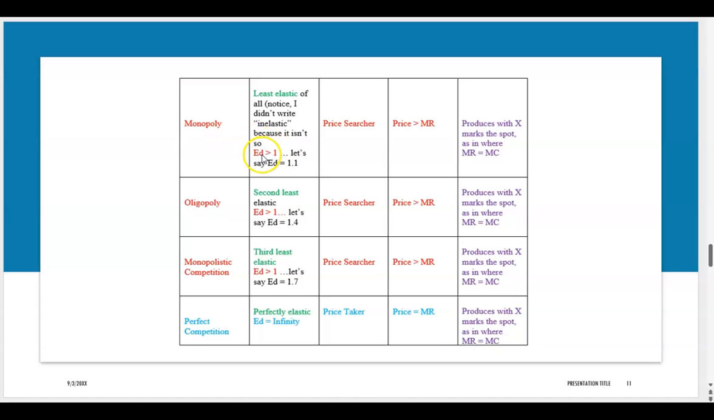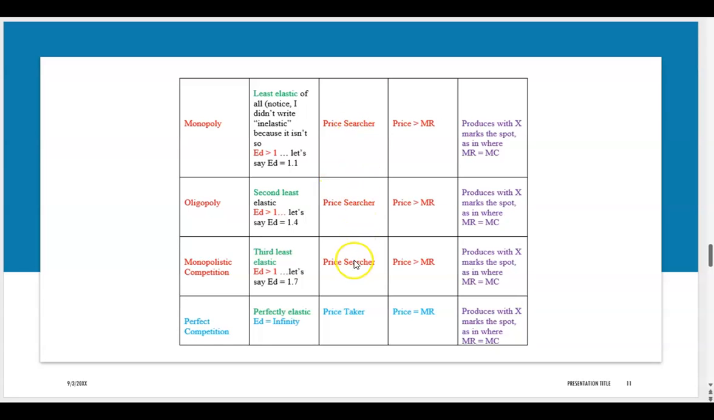We're looking at elasticity of demand that exceeds 1, but here are some ways of understanding it. For a monopoly, the elasticity might be 1.1. For an oligopoly, 1.4. So it's more elastic. They're both elastic, but one is more elastic than the other. Monopolistic competition might be 1.7. And perfect competition, it's infinite, which is why it's perfectly elastic demand, right?